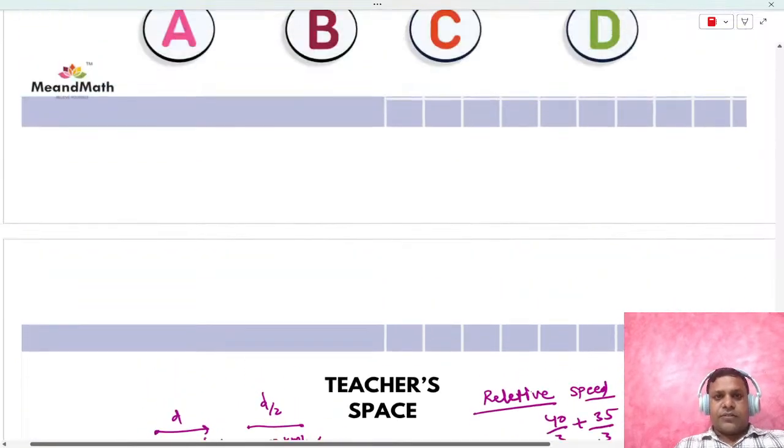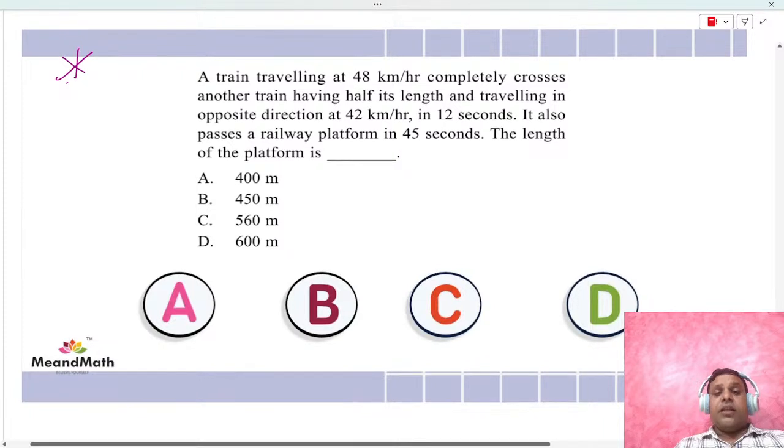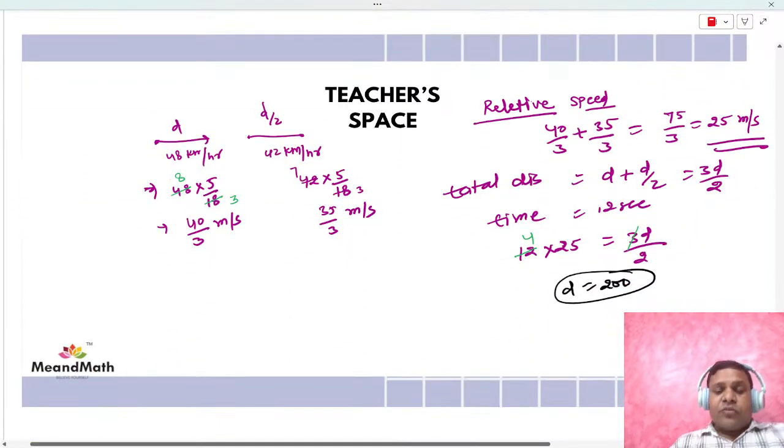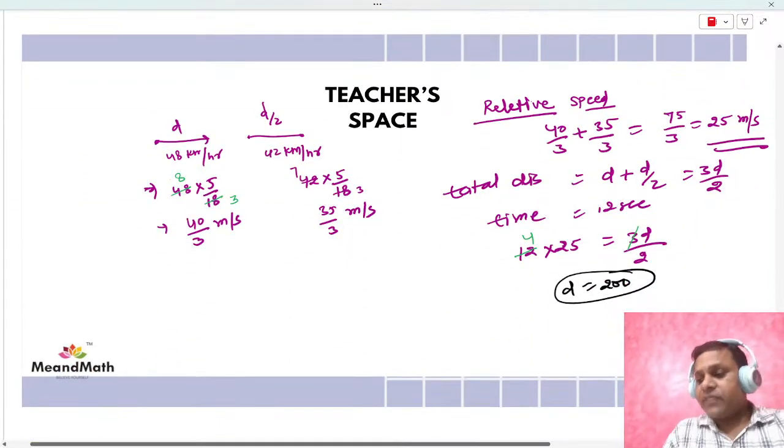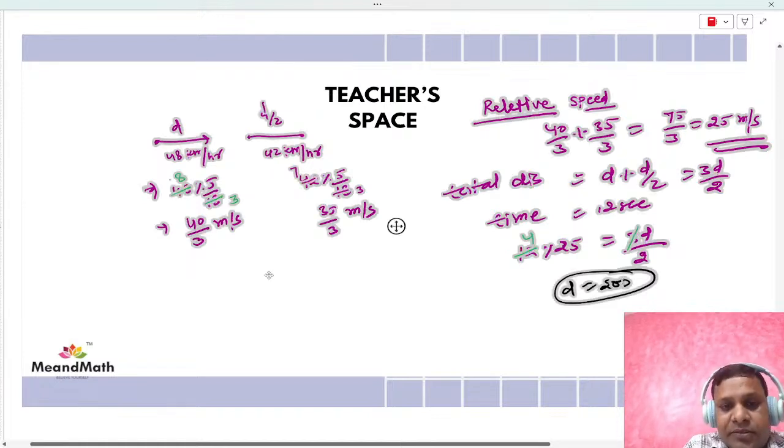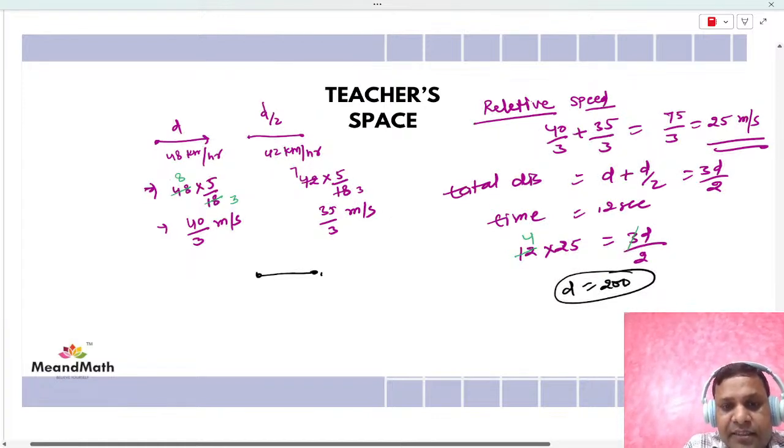Now what is the question? The length of the platform. D is 200. प्लेटफॉर्म को क्रॉस करती है 45 सेकेंड में. प्लेटफॉर्म को क्रॉस कितने सेकंड में कर रही है? 45 सेकेंड्स में. So now this is the train and this is the platform. प्लेटफॉर्म का जो लेंथ है suppose x, और इसका डिस्टेंस है 200.